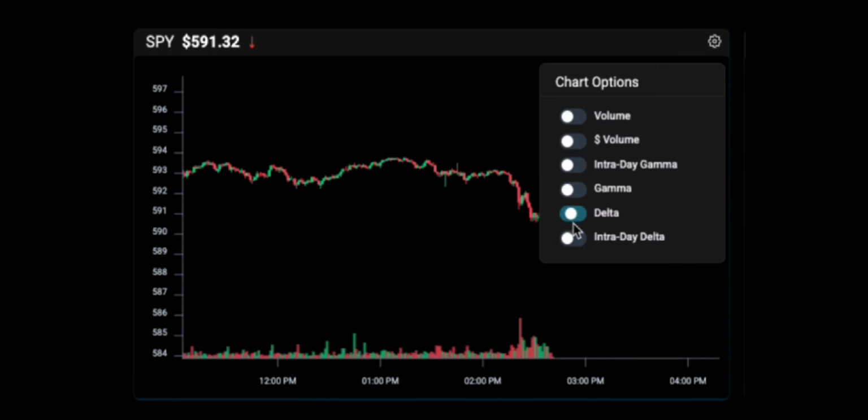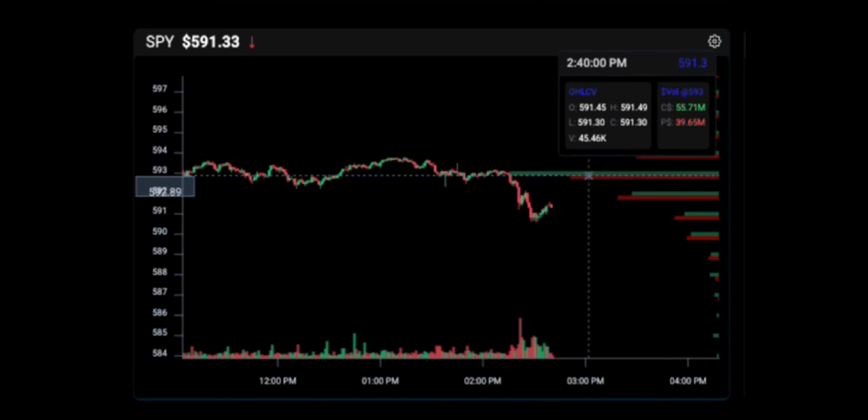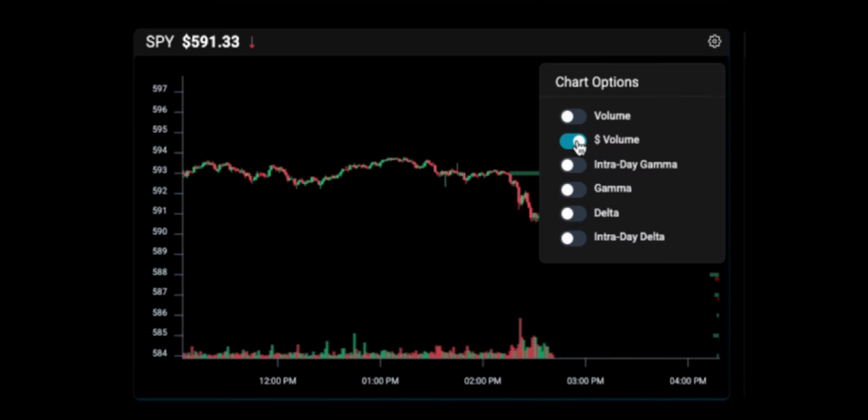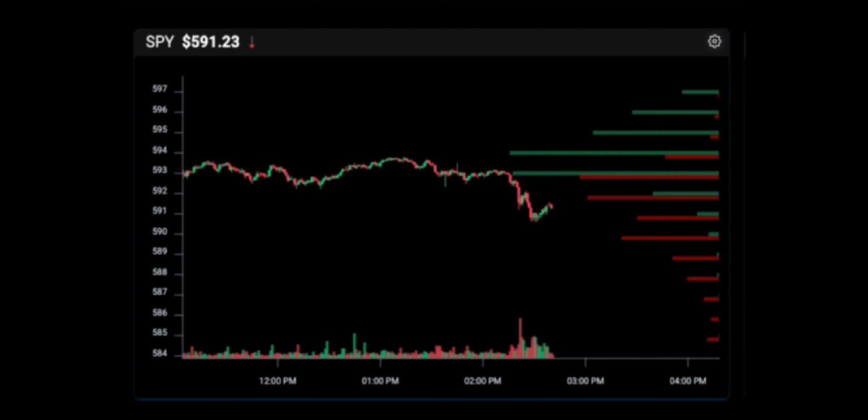Then down here, you've got volume and dollar volume. They show where the activity is and where the money actually went. And those two don't always tell the same story. That's why it matters to see both.